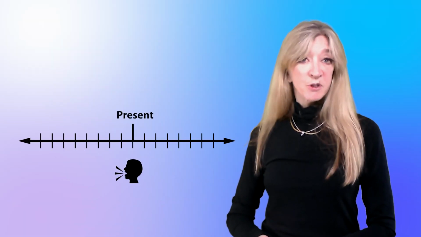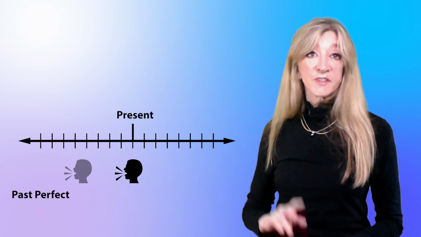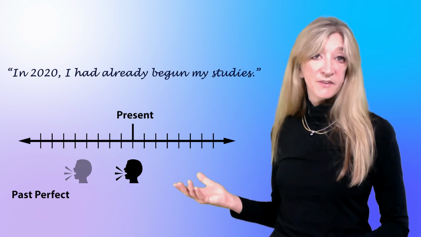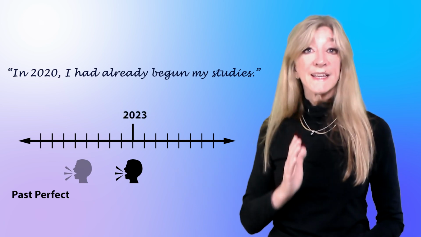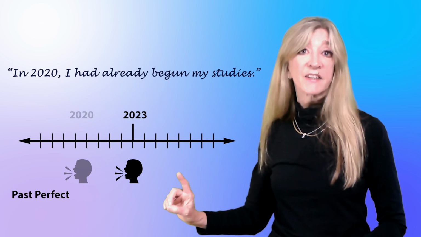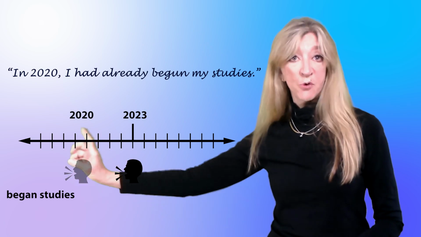Let's review the past perfect tense, in which the subject is placed at some point in the past and then talks about the past before that point. For instance, in 2020, I had already begun my studies. In this sentence, we're in 2023, but you're talking about your status in 2020. You began your studies before then.